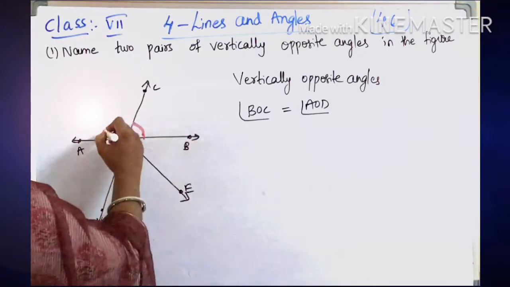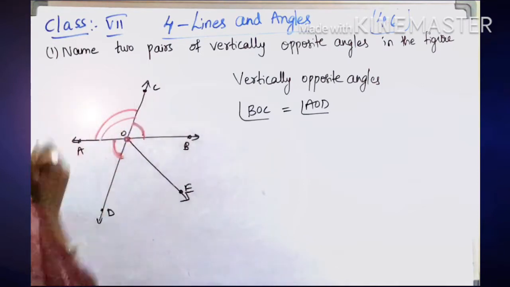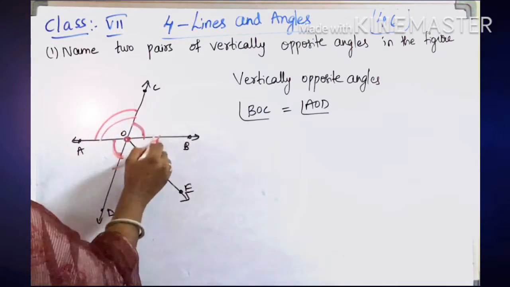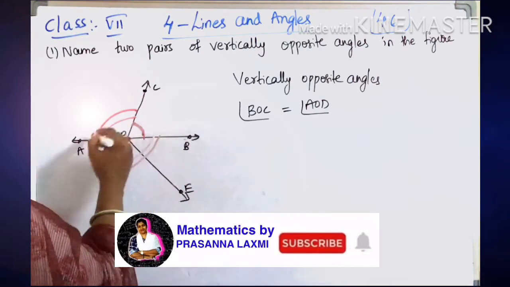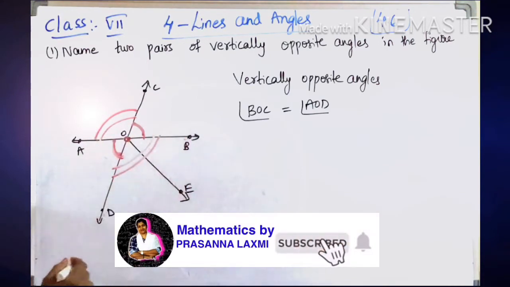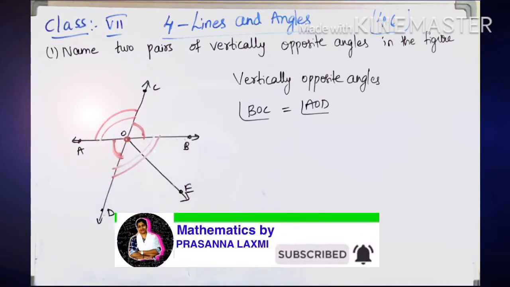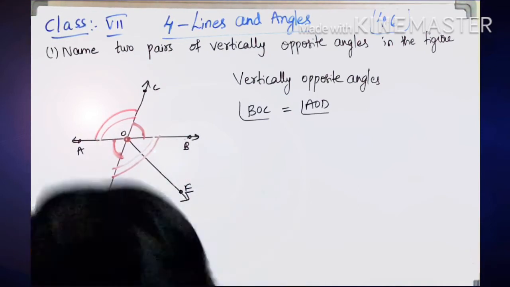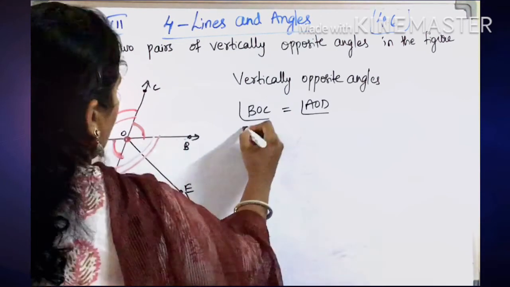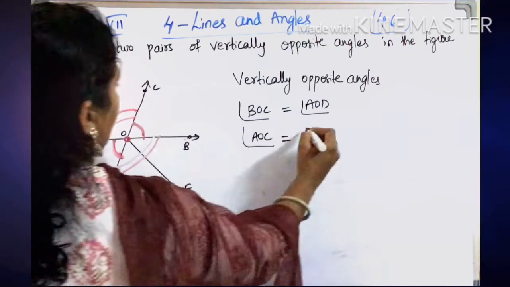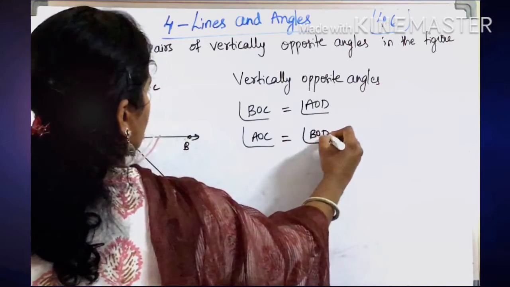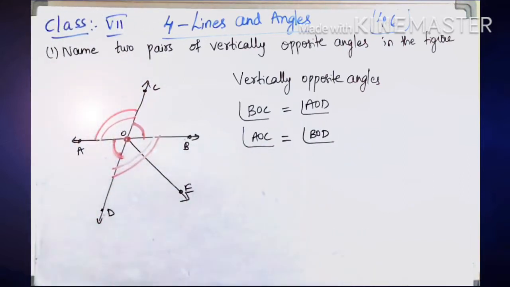If you observe, AOC is equal to BOD, including these two. AOC is equal to BOD, so we have equal length. So another pair of vertically opposite angles is angle AOC equal to angle BOD. So totally, in this we got two pairs of vertically opposite angles.